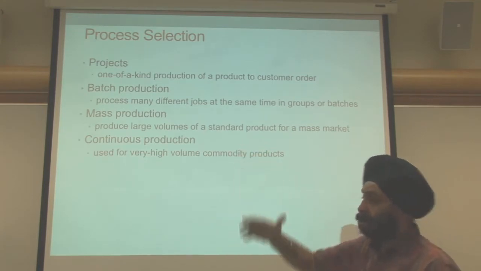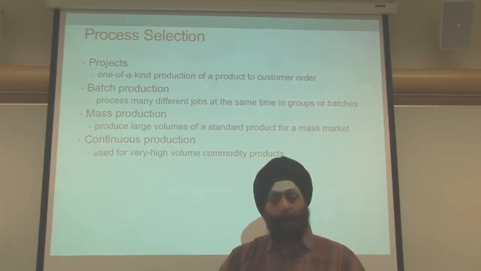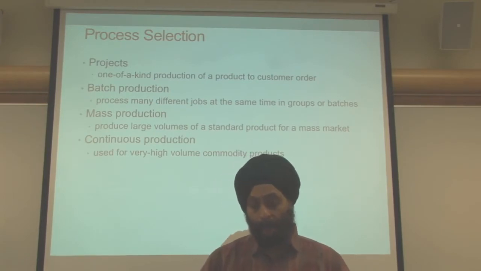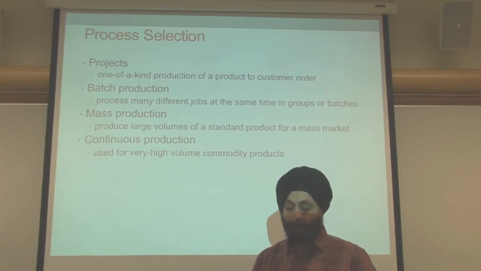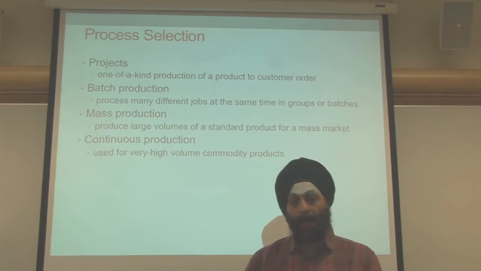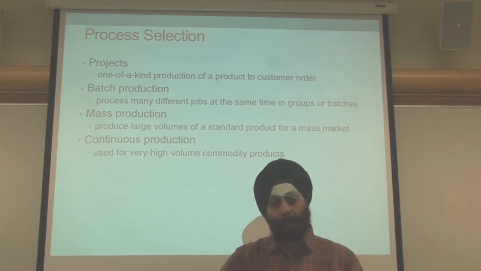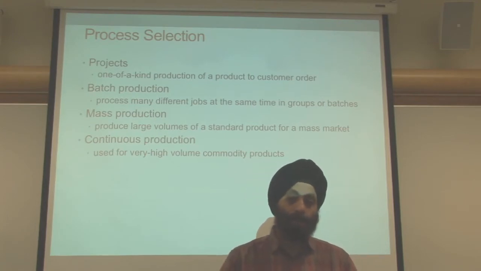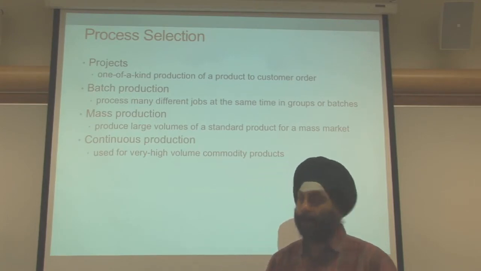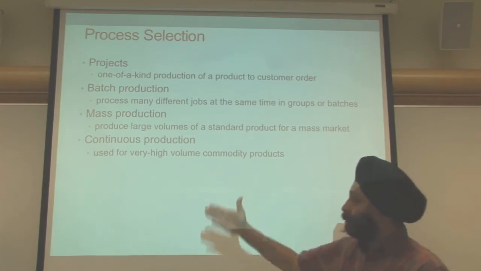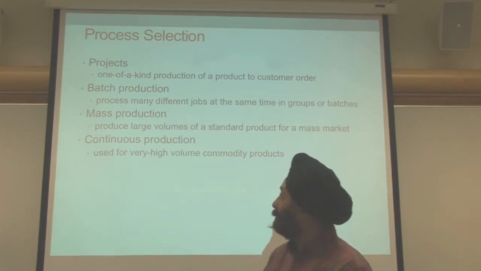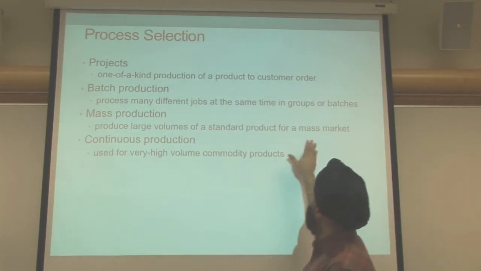Whereas batch production, where you're creating a batch of certain product, few items at a time, but each batch has the same exact product, and then after that you may switch to a different type of product being produced in the next batch. Mass production, now you're producing less variety and more quantity. In this case, produce large volumes, standard product on a mass market.